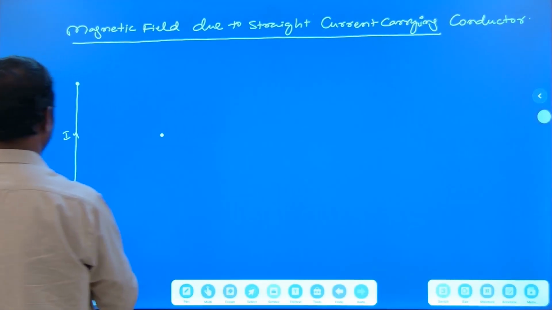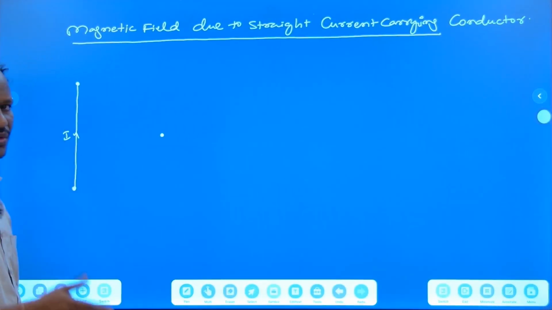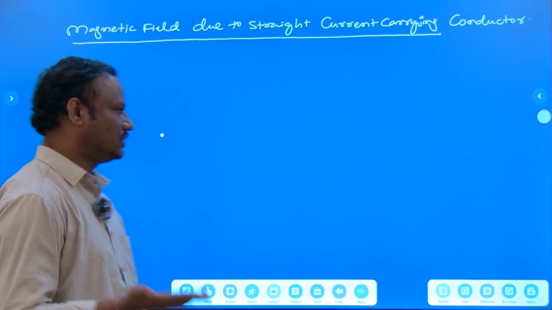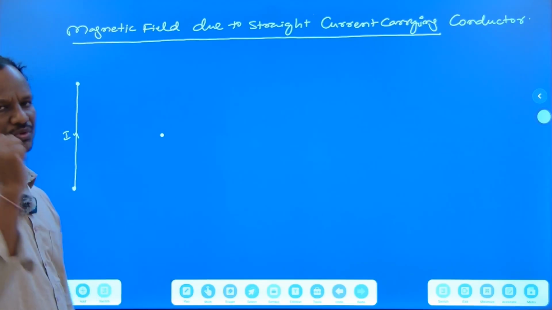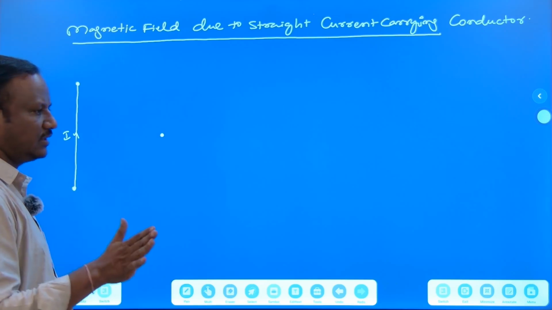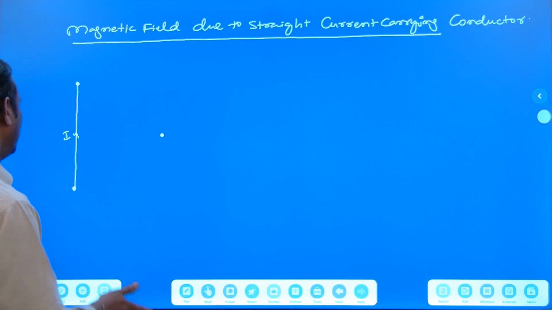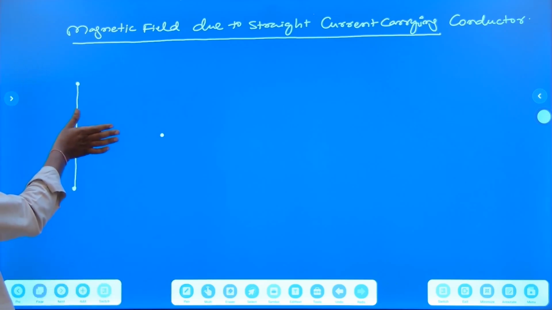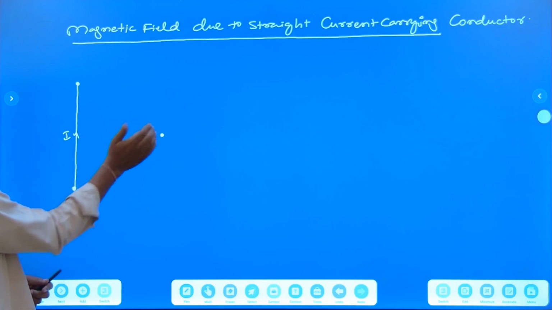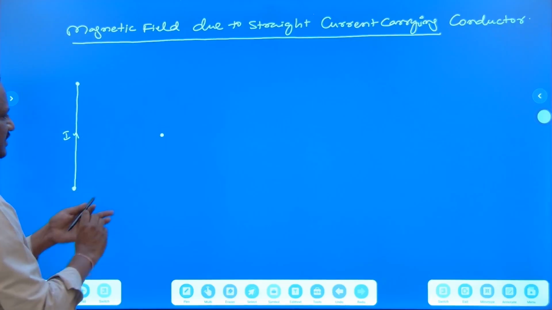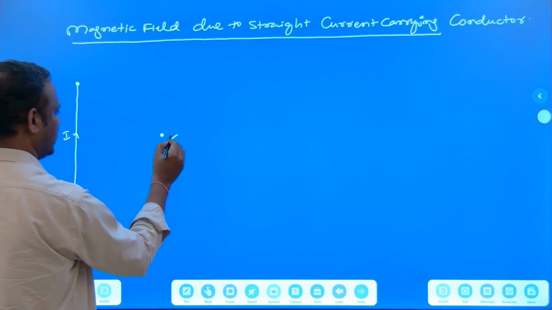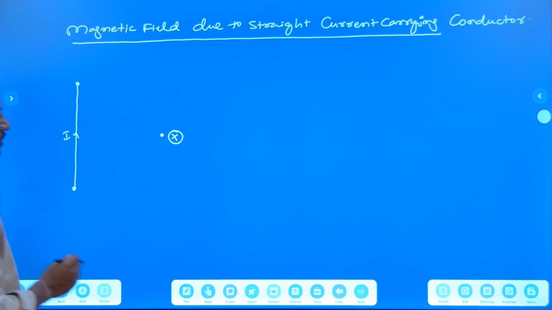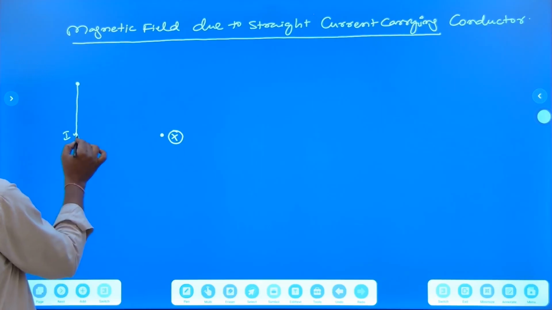Now, this is a straight wire. For a straight current carrying wire like this, how do you find the direction of the magnetic field? Obviously, we can use the right hand thumb rule. The current carrying conductor is held by your right hand. Your fingers are going into the screen, it's a cross. At what distance?